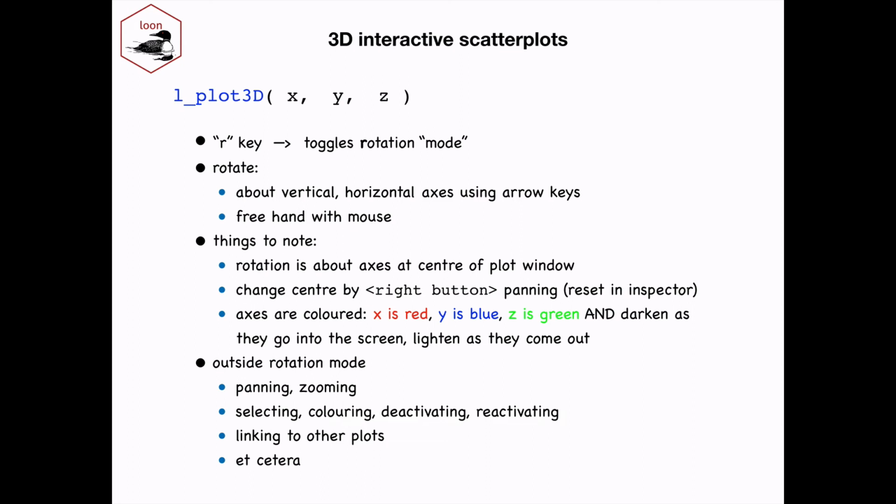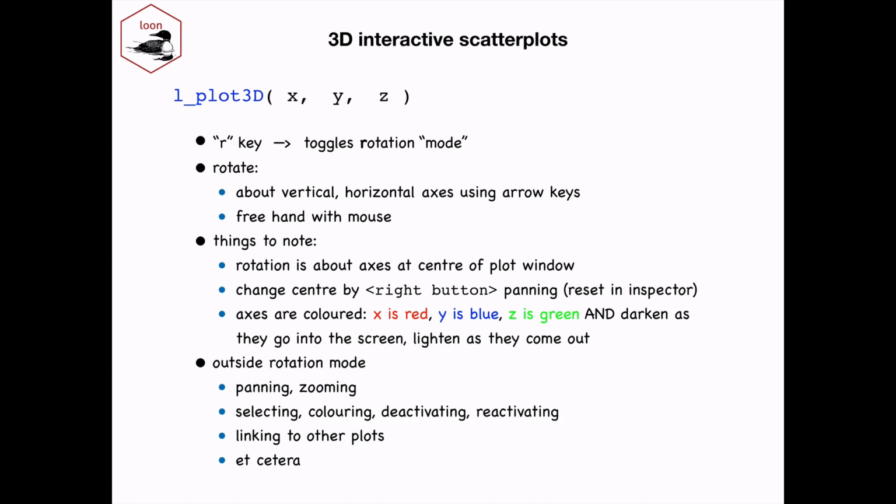Some things to note as we're going through the demo. The origin of rotation will always be identified by a set of 3 axes at the center of the plot, and you can always change that origin simply by using the panning operation in Loon, which allows you to move the point cloud to wherever you'd like it to be, nearer or farther away from the origin.